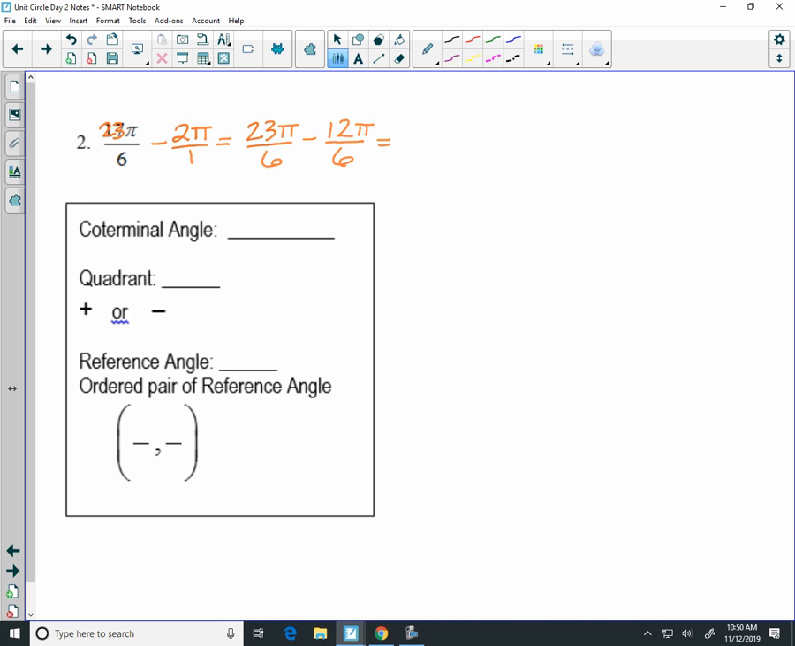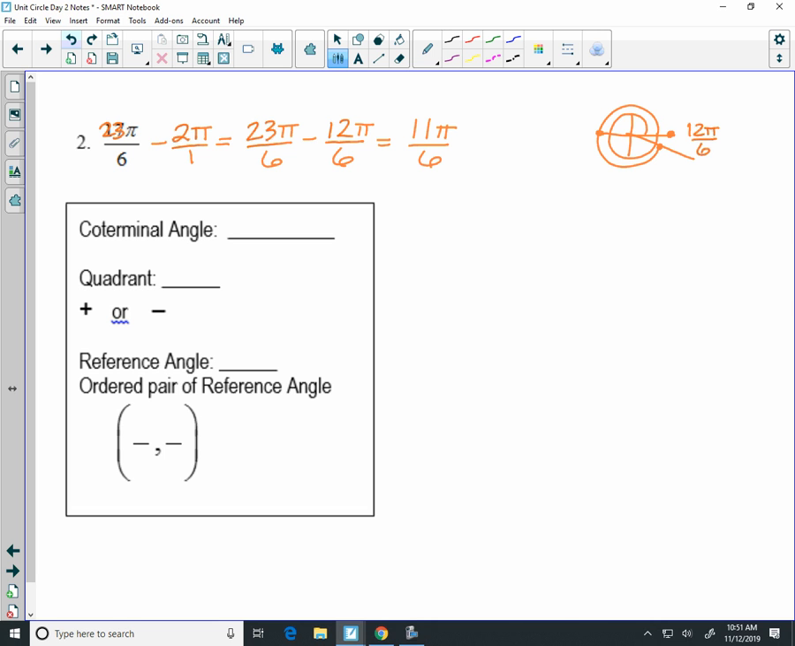This is more interesting. What do I get when I subtract 12 pi over 6 from 23 pi over 6? 11 pi over 6. Is that on our unit circle? Yes. Awesome. So 23 pi over 6 is just, here, this would be 24, that would be 12 pi over 6. So we're wrapped all the way around 12, and then all the way around 11 more.